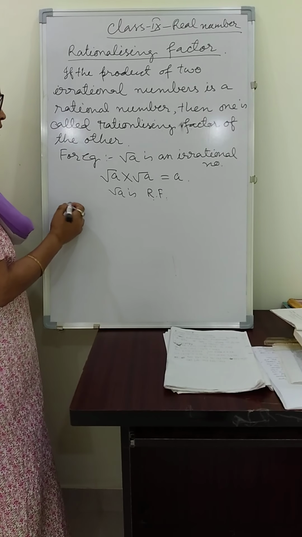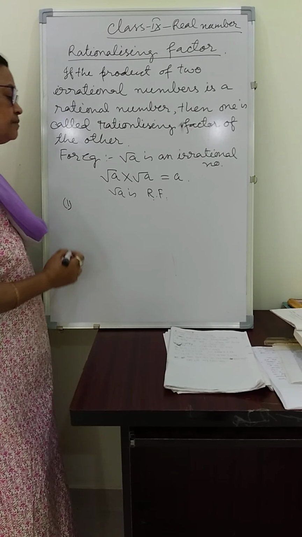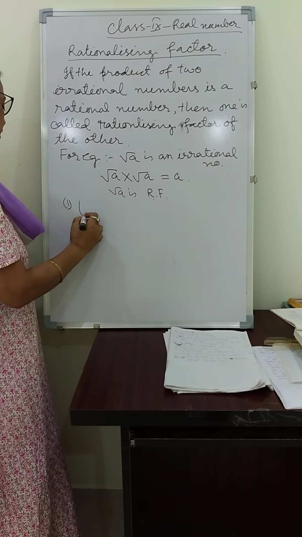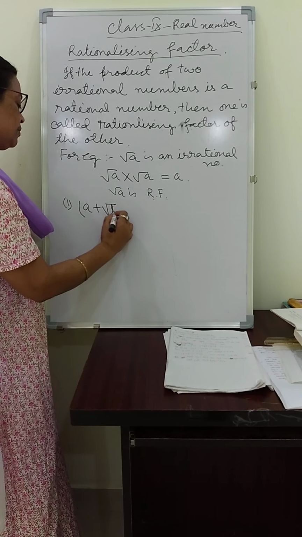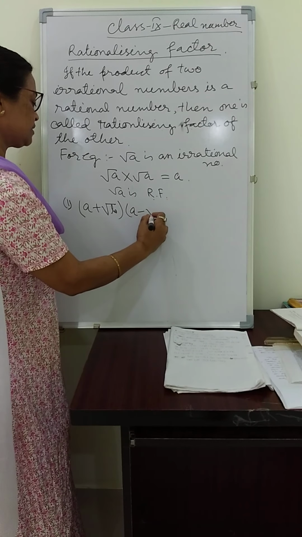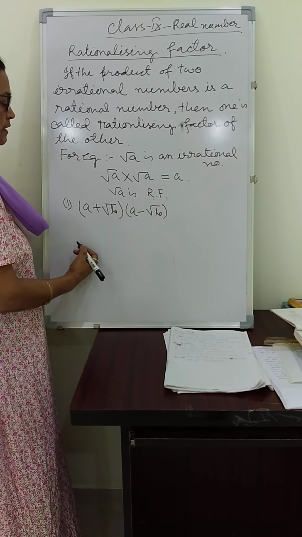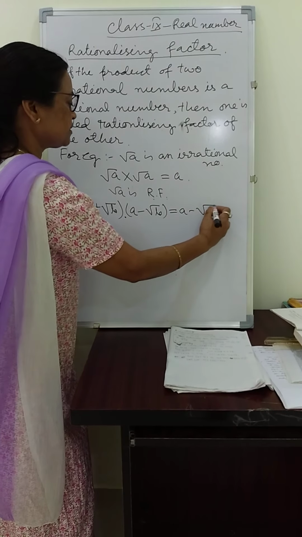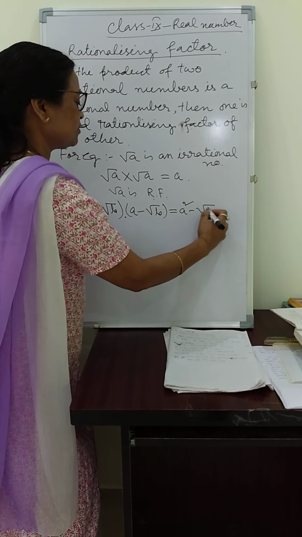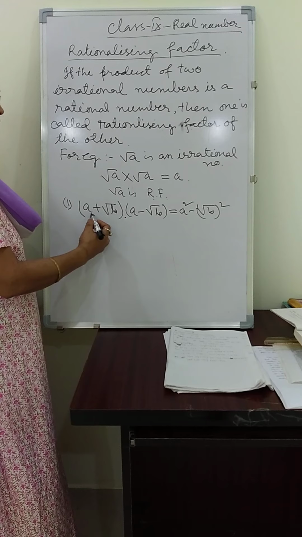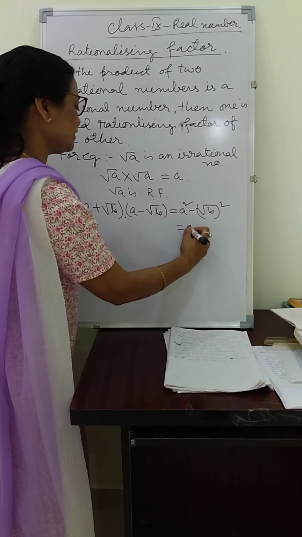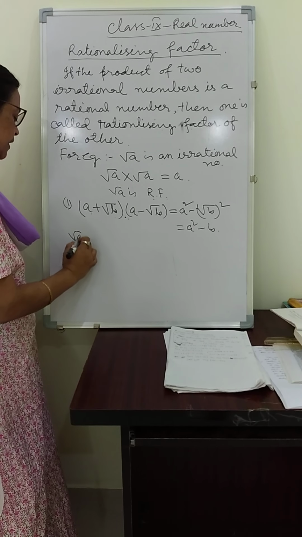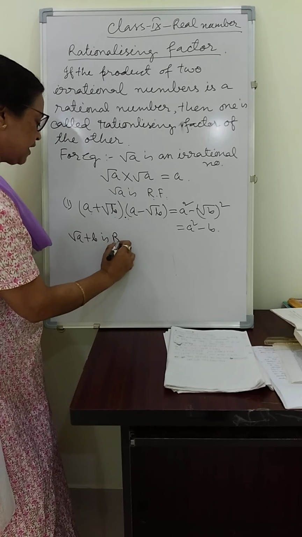Similarly, if it is a binomial term, that means what? The rationalizing factor of a plus square root of b is a minus square root of b. When we multiply these, we get a square minus root over b square, with the help of a plus b into a minus b. So a square minus b. So here also a plus root over b is RF.